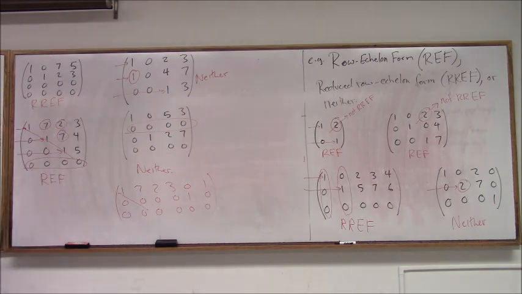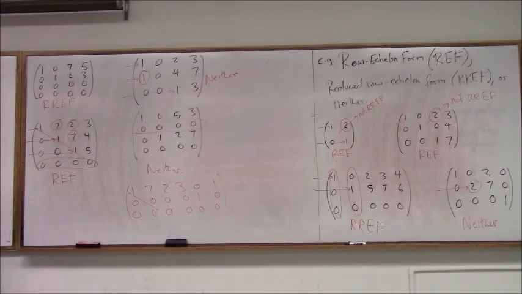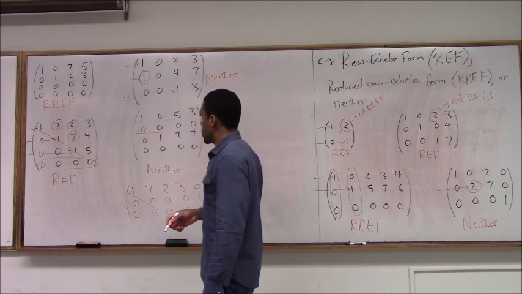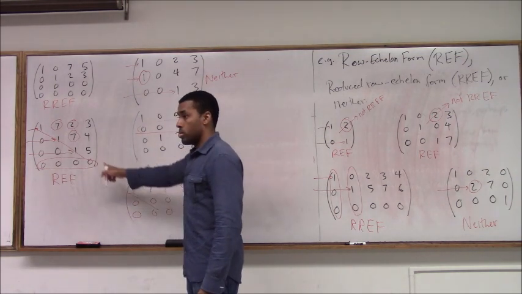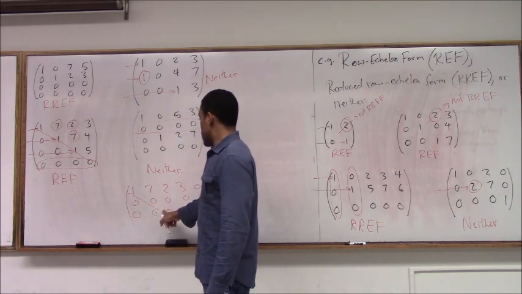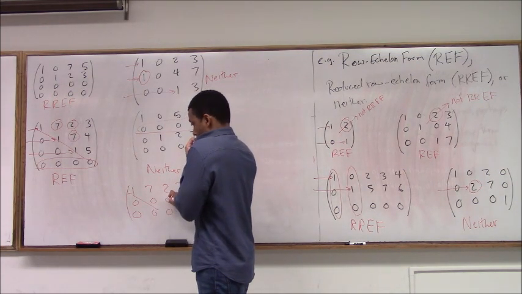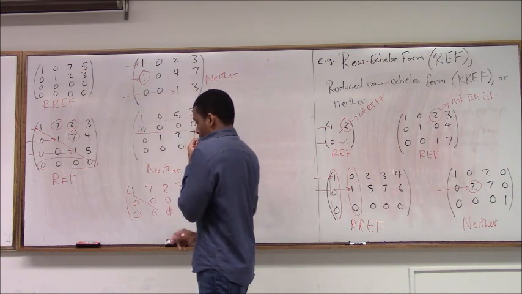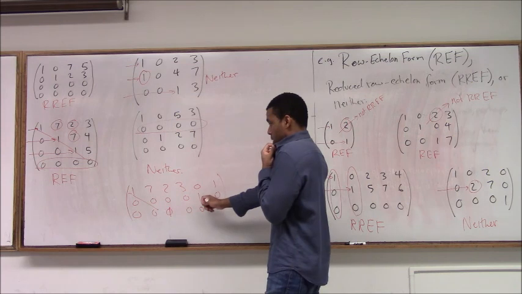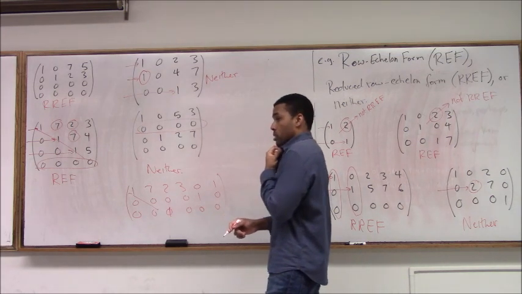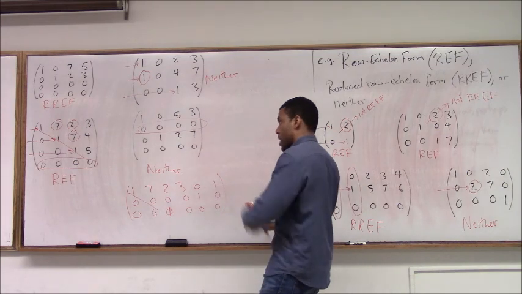Professor, if your third column had the 1, say the third row had a 1 right here, and this one is still here, would that change it? Yes, then it would be neither, because this guy's to the left of that guy. The next row has to be to the right of the previous. Once you're going lower, you need to be to the right of anyone above.